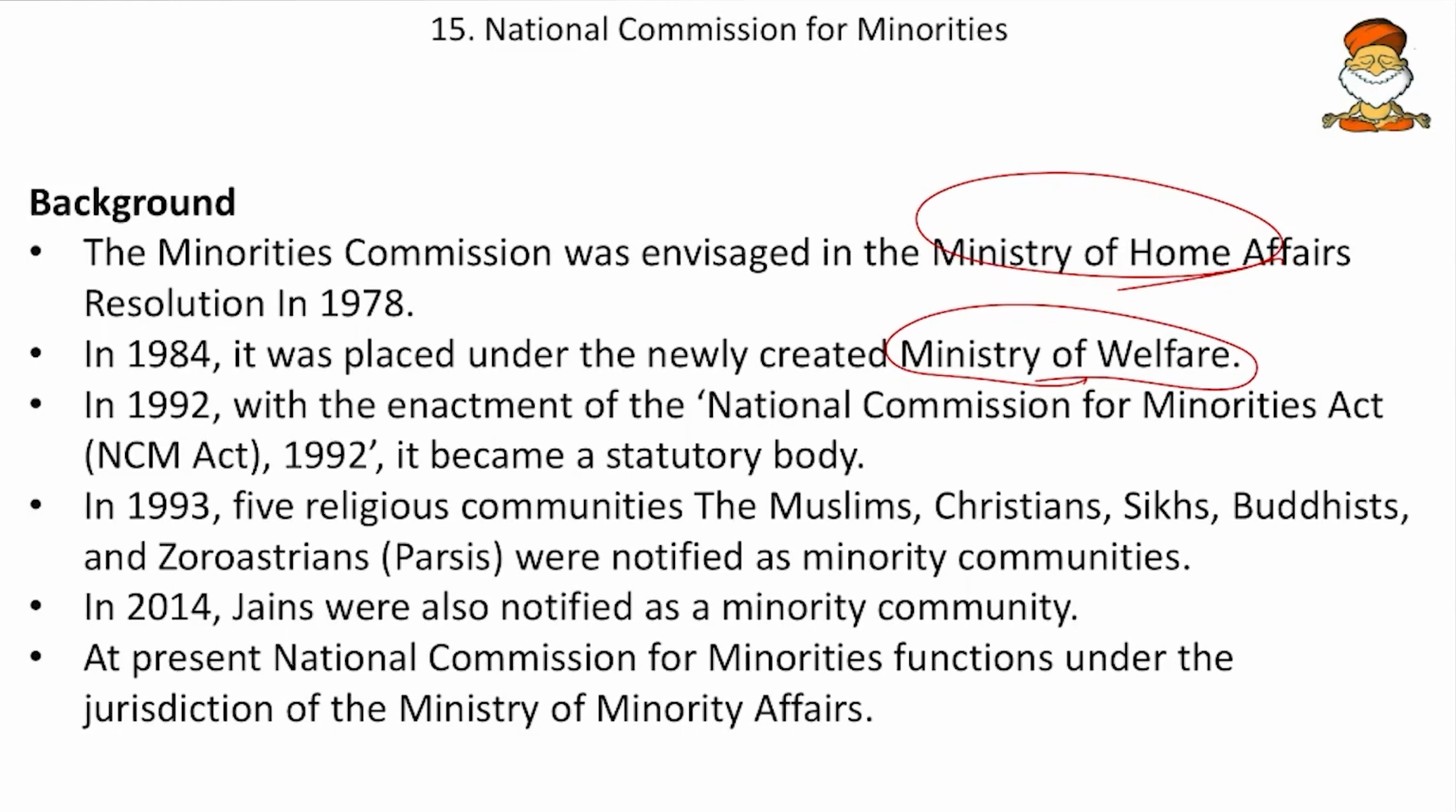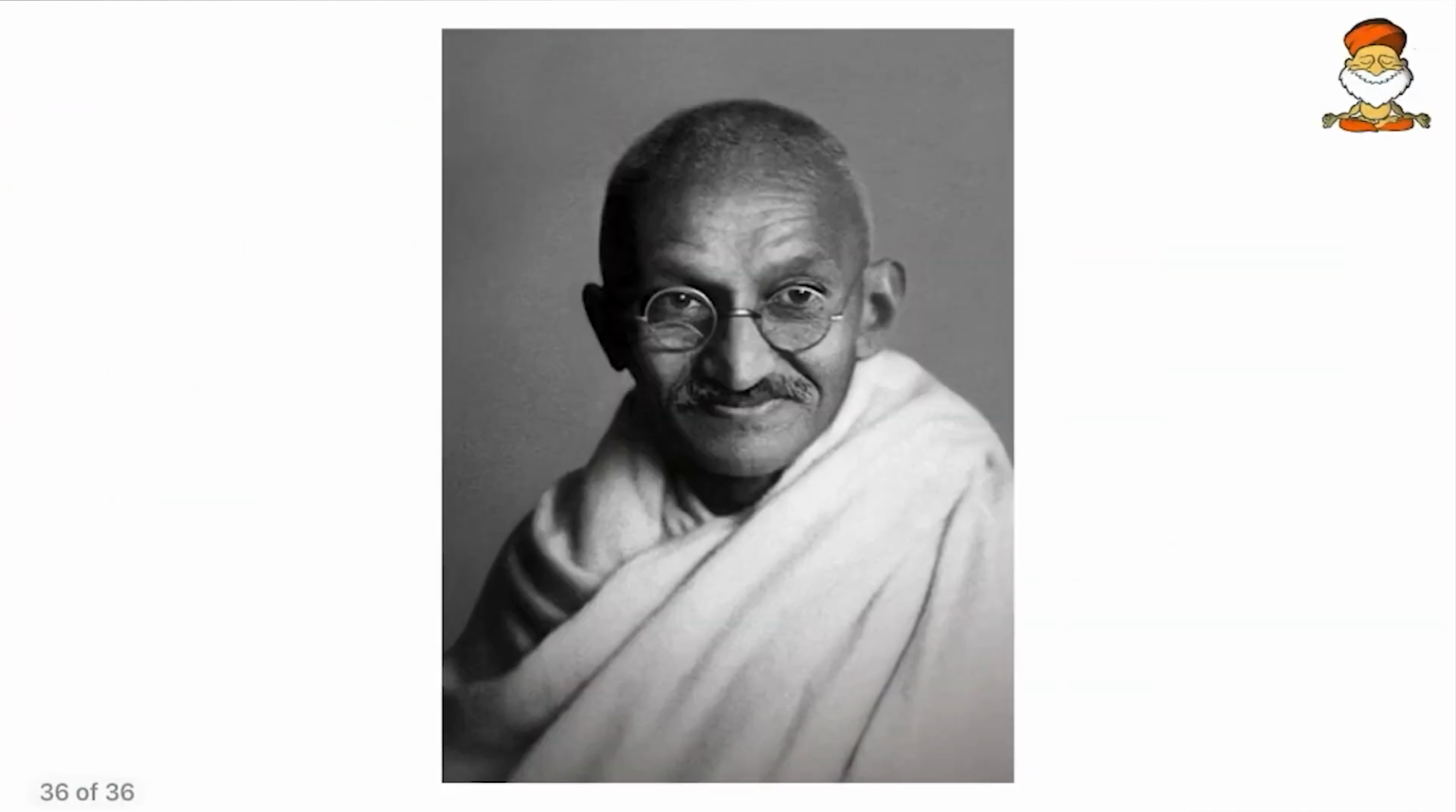Then in 1992, with the enactment of the National Commission for Minorities Act, it became a statutory body. And in 1993, 5 religious communities, that is Muslims, Christians, Sikhs, Buddhists and Zoroastrians were notified as minority communities. And in 2014, Jains were also notified as minorities. Then, at present, the National Commission for Minorities functions under the Ministry of Minority Affairs. So here, friends, last year we got the question on DARPG. So in that context, this is also worth remembering.